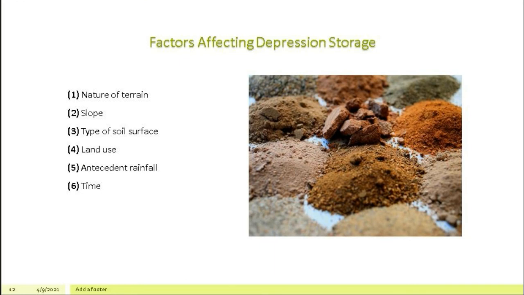There are 6 factors that affect depression storage. First is nature of terrain, next slope, third is type of soil surface, fourth is land use, fifth is antecedent rainfall, and last is time.